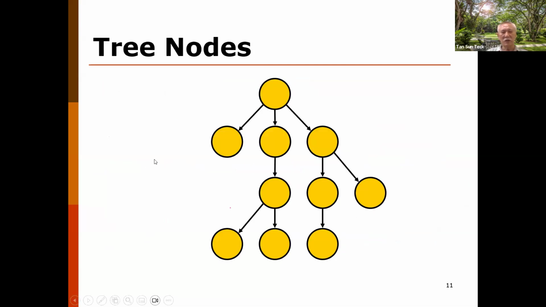Right, three nodes. On the tree, we have these three nodes, and some of them have some special names, right?